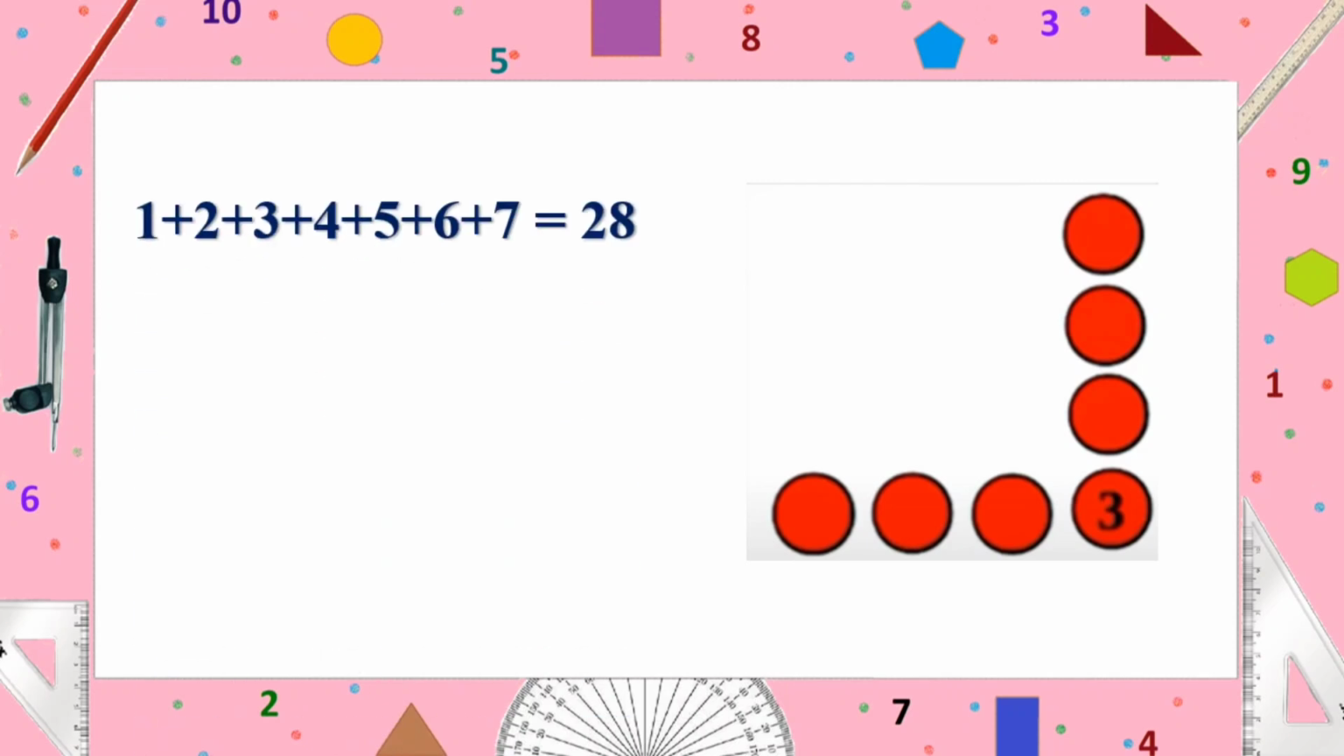We know that the sum of numbers from 1 to 7 is 28. Sum of 1 plus 2 plus 3 plus 4 plus 5 plus 6 plus 7 is equal to 28. Now we have to subtract the bottom corner number 3 from 28. When we subtract 3 from 28, we will get the number 25.